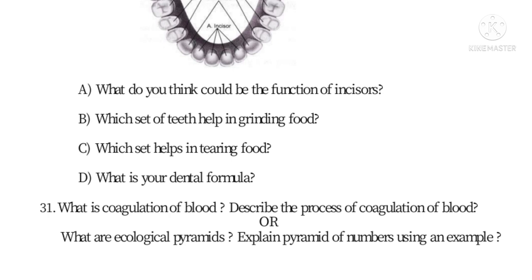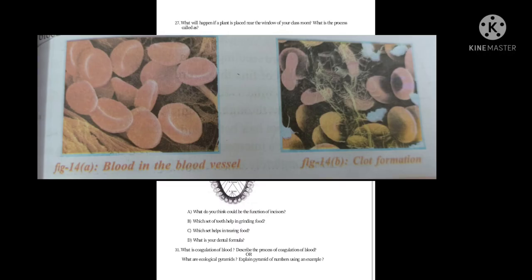In preparatory 1, if we observe question number 31: What is coagulation of blood? Explain the process of coagulation in brief. This is a question with an internal choice. Another important part in the story of blood is coagulation. Only because of this character, animals survive when they meet several injuries. When there is an injury, blood clots in 3 to 6 minutes.